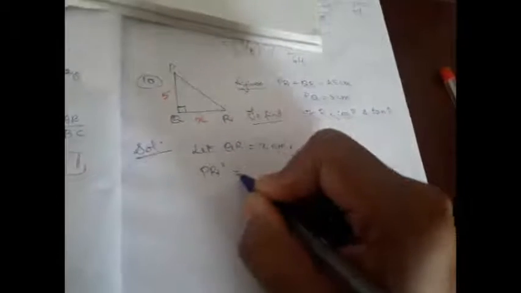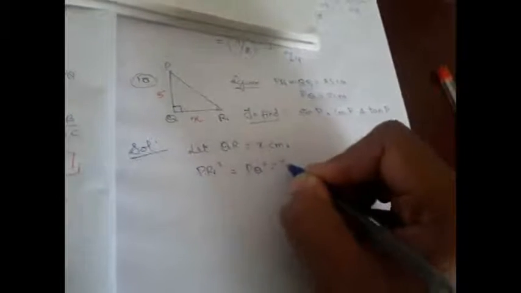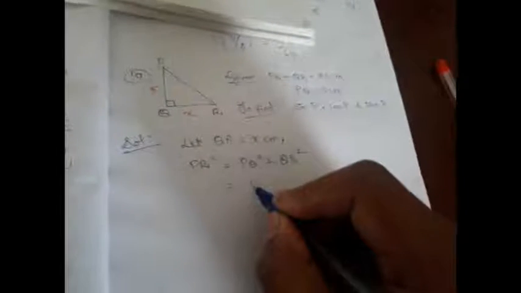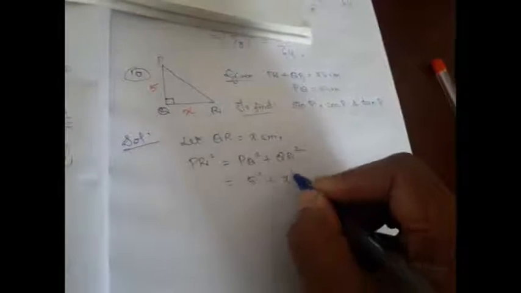So let us assume any one side as x. Now I am going to assume QR as my x. So let QR equal x centimeter. Then PR square will be equal to PQ square plus QR square, right? What is PQ? 5 square plus QR, which is x square.